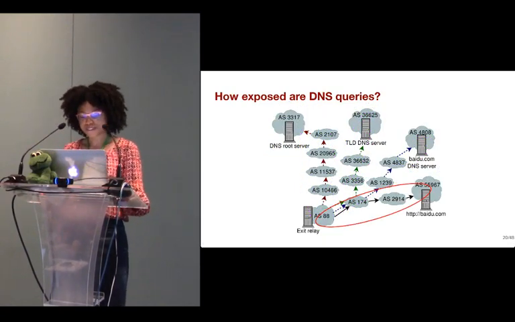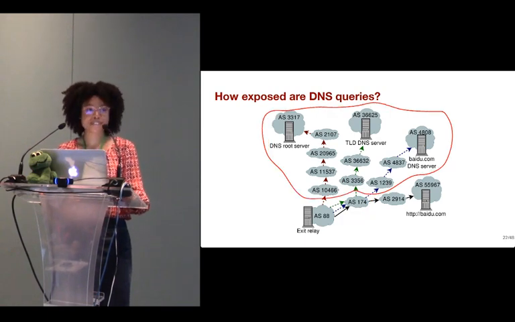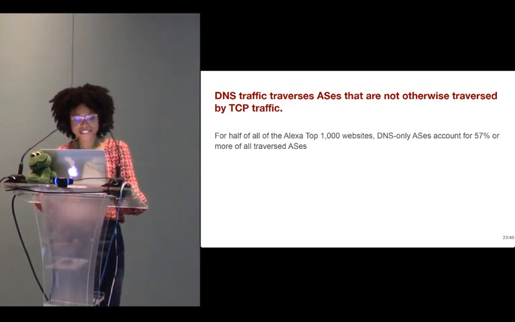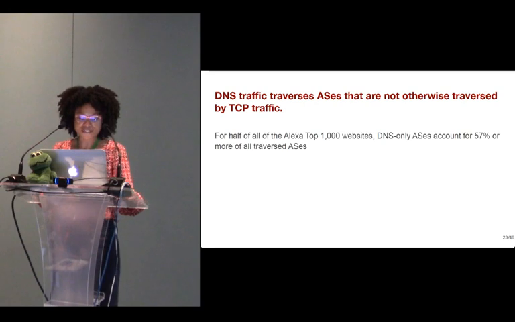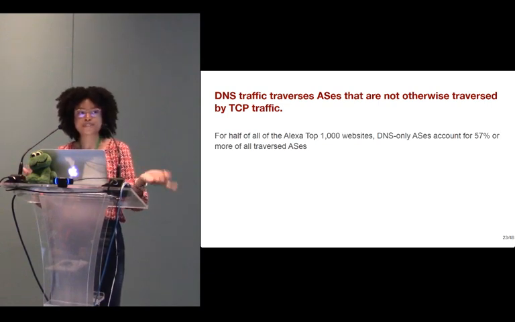Notice that we traversed 4 ASs for the web traffic, but 13 for the DNS traffic, and 11 of those ASs were traversed only by DNS traffic. To get a better idea of the situation, we repeated the same experiment for the Alexa Top 1000 sites. As a result of our experiment, we found that for half of all of the Alexa Top 1000 sites, DNS-only ASs accounted for 57% or more of all traversed ASs. So getting back to Tor, this means that an exit relay that's set up to do its own resolution exposes revealing DNS traffic to ASs that don't have the opportunity to observe the corresponding TCP traffic.